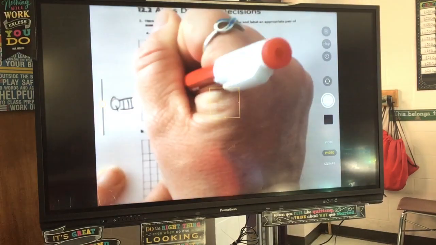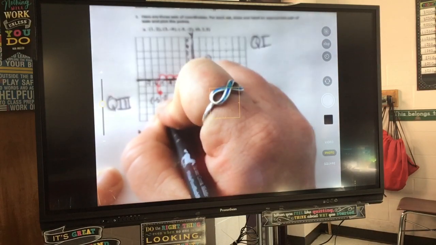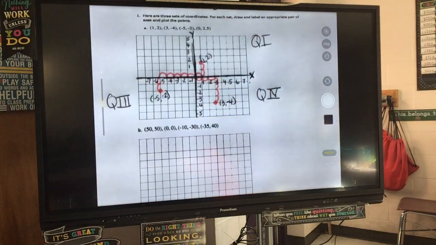Eighth grade teachers, will you please report to the conference room? Eighth grade teachers.